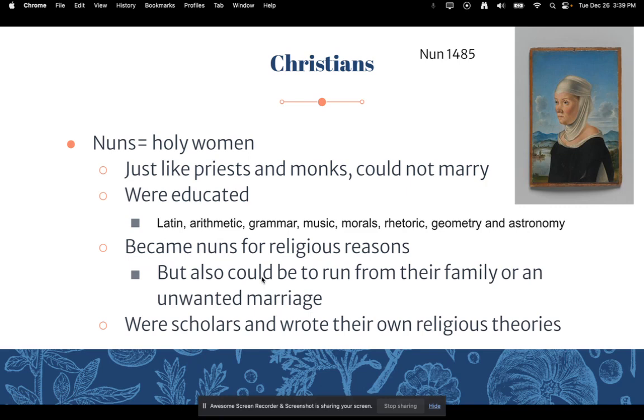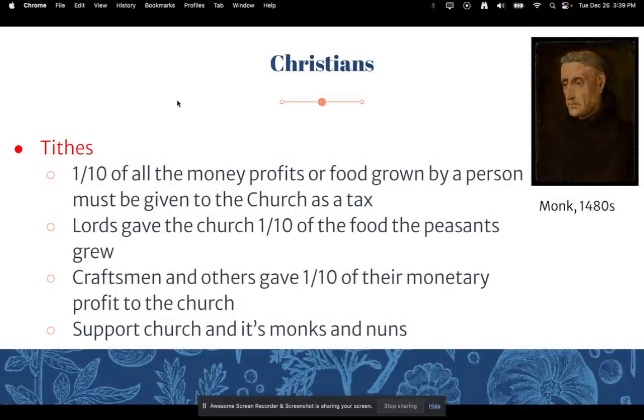Women would become nuns for religious reasons mostly, but also, let's say their family was like, hey daughter, you're going to marry this dude. And she was like, no. She would go and turn into a nun so she didn't have to marry a guy she didn't want to, or she wanted to run away from her family. And they were also scholars and wrote their own religious theories.